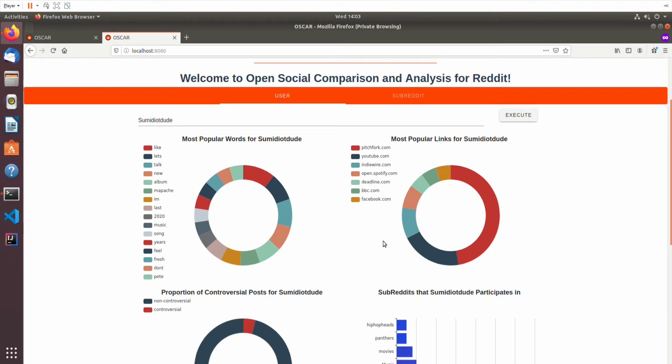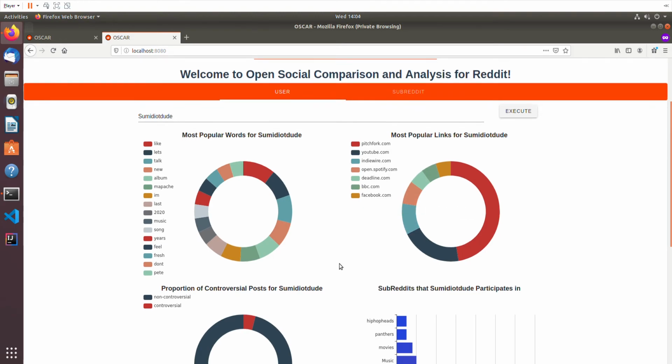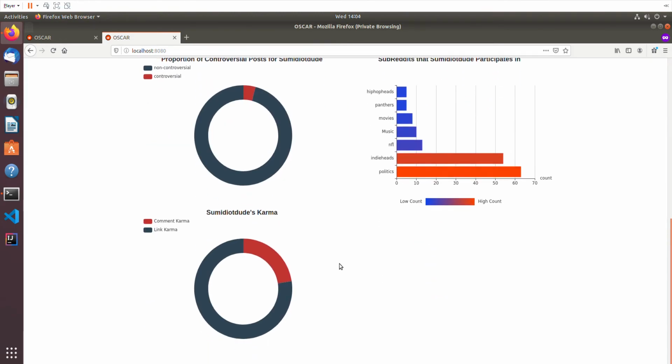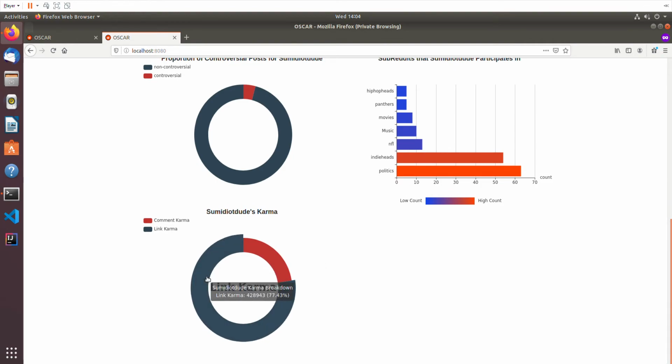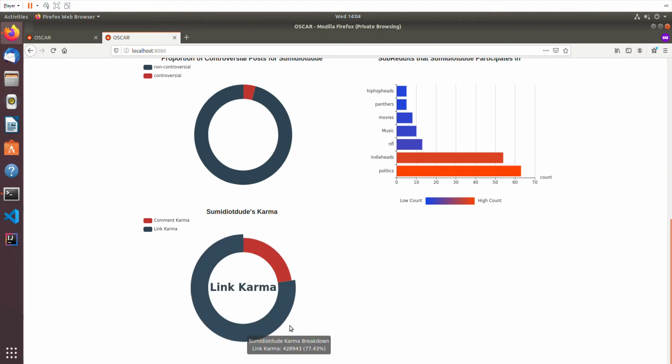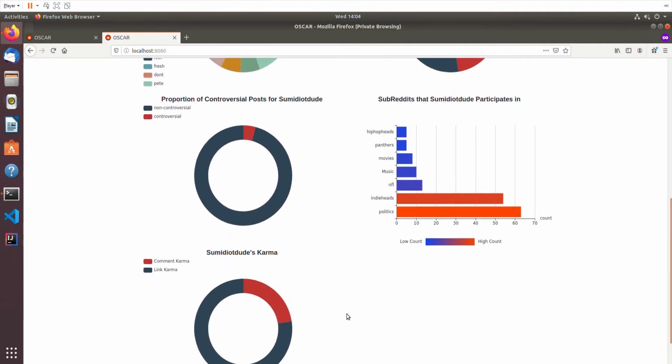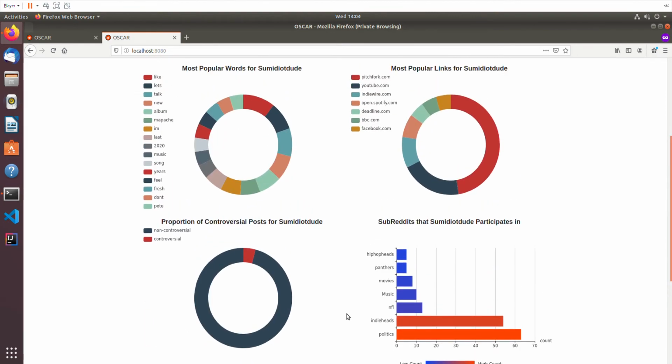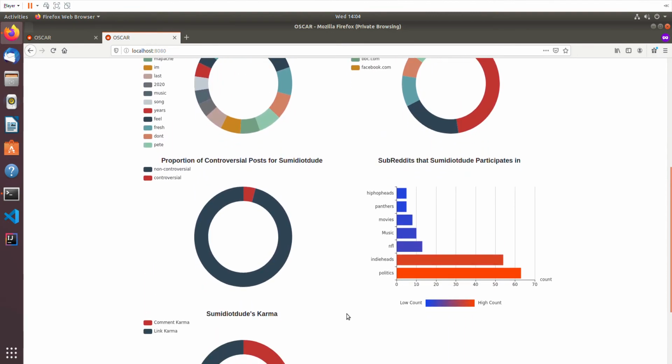This is also reflected in the links. Pitchfork is common, which is a frequently used music review site. Also IndieWire and Spotify. And as we can see down here in his karma, he is a very frequent link poster, not a very frequent commenter. So that makes sense as to why he has so many links in his most popular linked websites. When we look at his most popular subreddits, again, we're seeing a theme with music, with hip hop heads, music, and indie heads. And then he also posts on politics.